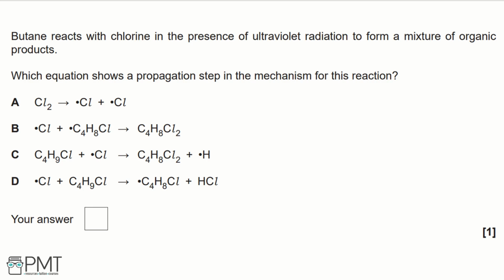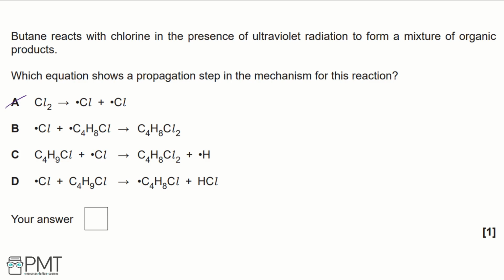This question is asking about free radical substitution and the steps in its mechanism. The equation we're given for A is known as an initiation step, and it's where radicals are made for the mechanism. So we can eliminate A as our possible answer.